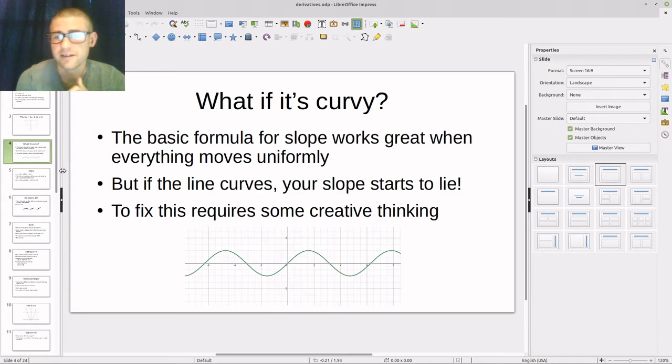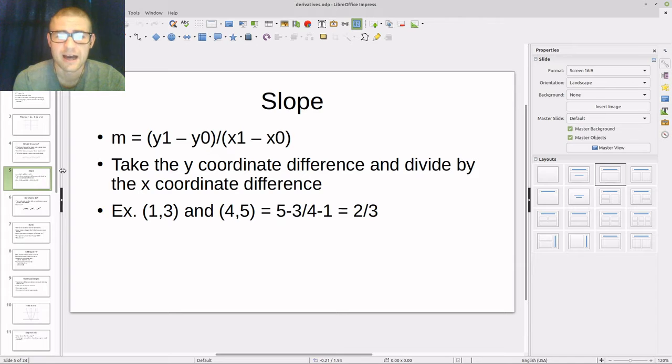That's all well and good, but in real life, things are not perfect lines. So what happens when things get a bit more curvy? That basic formula for slope no longer really works. Now your slope kind of lies to you. So in order to fix this, you've got to get a little creative. To start though, before we add the creativity, let's look at the starting point.